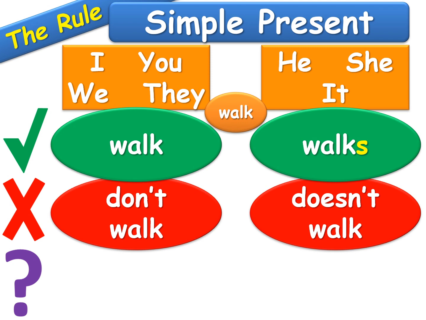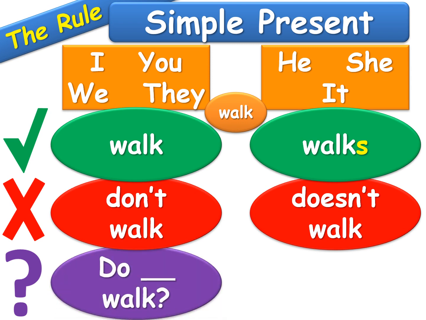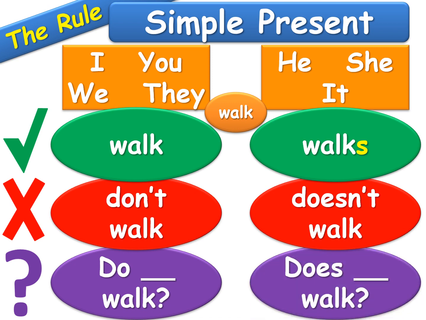Now, what do we do with questions? Well, if it's I, you, we, or they, we start a question with do. Do you walk? Do we walk? Now, for he, she, it, we start a question with does. Does he walk? Does she walk? So this is our rule for the simple present tense. The most important one is the S in our yes sentences. So be careful, and we'll review this in this video now.